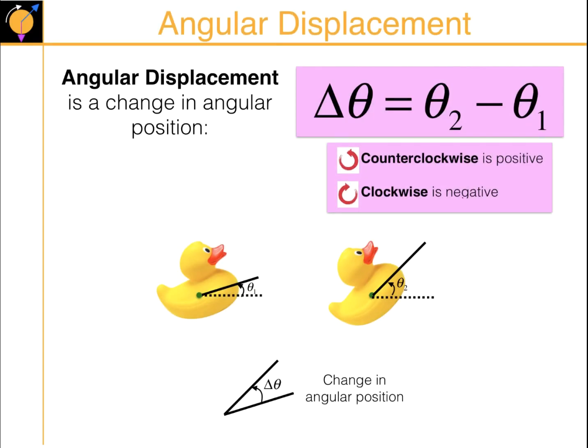We're going to need to consider changes in angles. So if we have a rubber ducky here with an initial angle θ1, and then it turns to a different angle, the difference between those two angles is going to be our change in angular position. And this is an important standard way of choosing a sign for the change in angles. A change counterclockwise is going to be positive, and a change clockwise is going to be negative. So just keep in mind that counterclockwise changes in angle are positive, and clockwise changes are negative. That's the way it comes out.